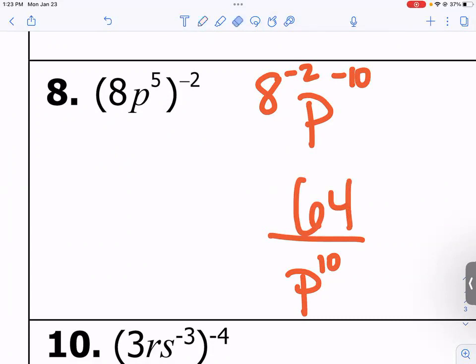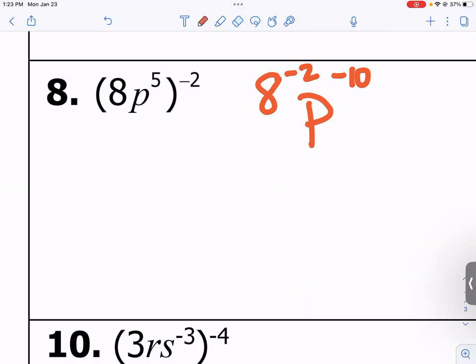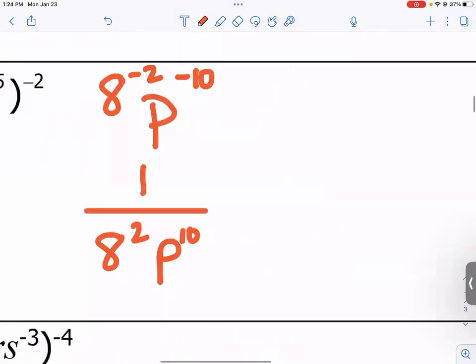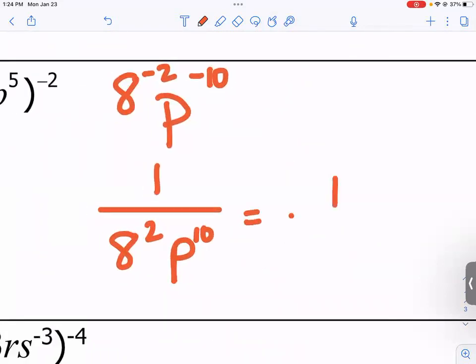It is 8 to the negative second. Can we have negative exponents? Where's the two? At the end of the bracket. They both have to come downstairs. So this is 1 over 64 p to the 10th.